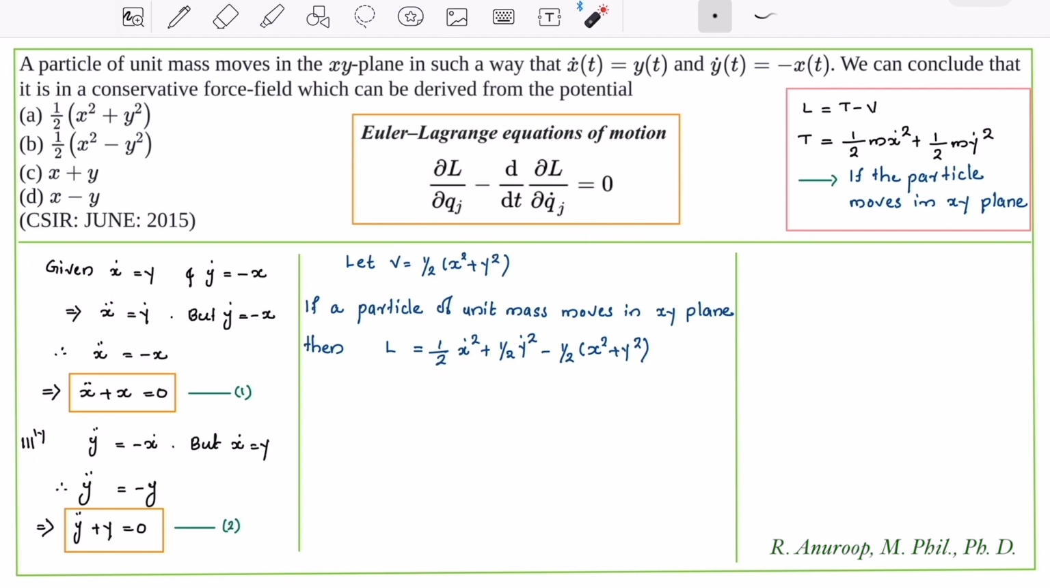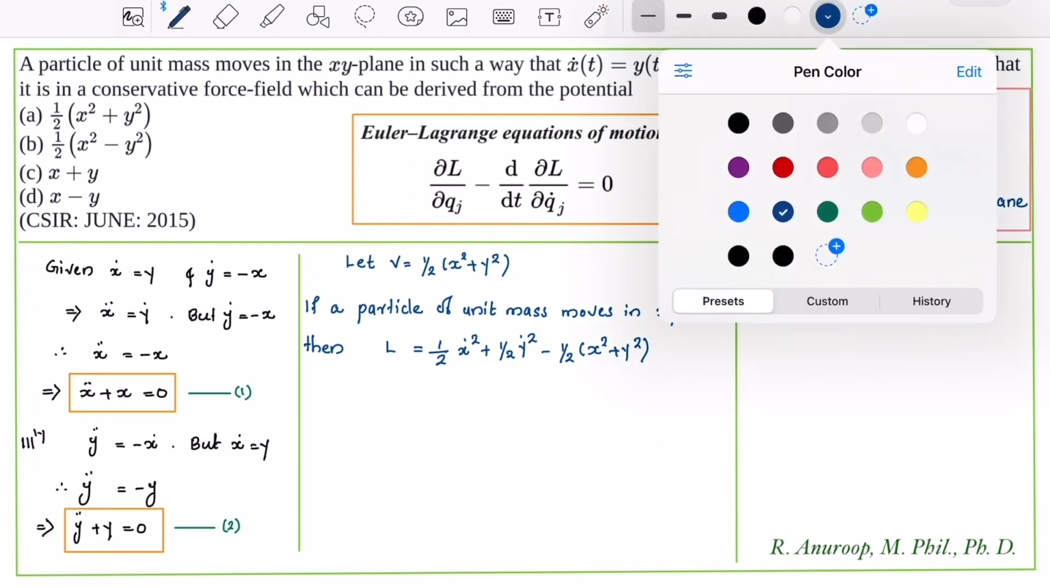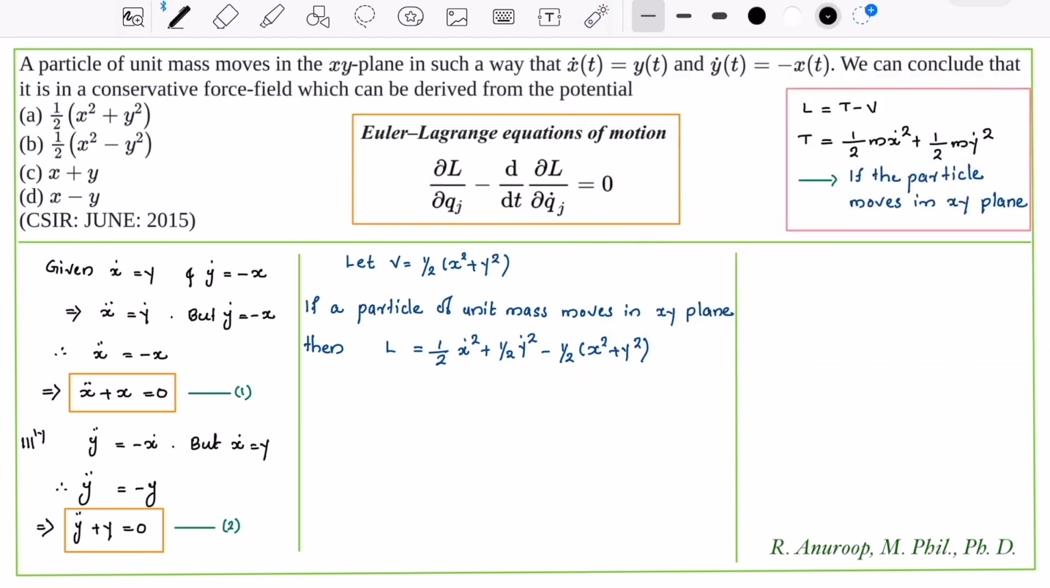Now we have the Euler-Lagrange equation of motion. Since here two coordinates are there, we have two equations of motion. The first one is dou L by dou x minus d by dt of dou L by dou x dot is equal to 0. The second equation is dou L by dou y minus d by dt of dou L by dou y dot is equal to 0.